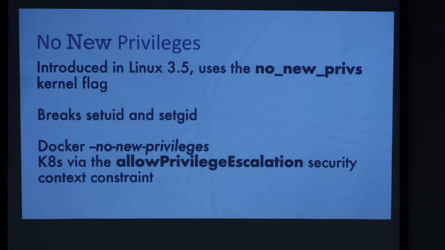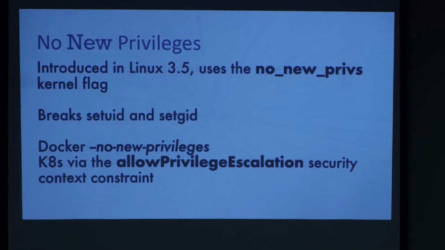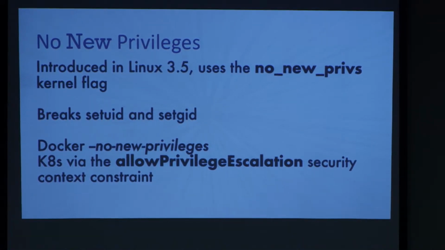No new privileges. This is one that's been supported in the kernel for a while, and it limits the ability of a process to assume new privileges. So you can break the ability to elevate with setuid and setgid binaries. Basically, if you were to run a binary which had the setuid flag for root set on it, you would still run as your effective user ID, so you wouldn't assume root privileges. And you can break a lot of attacks like that, right?